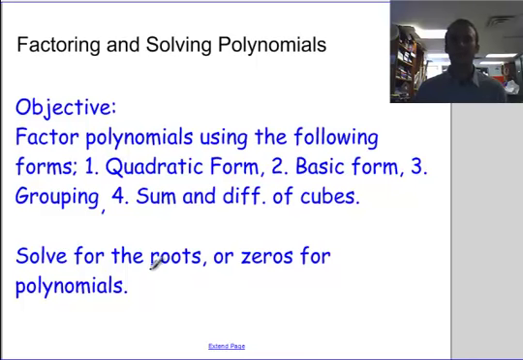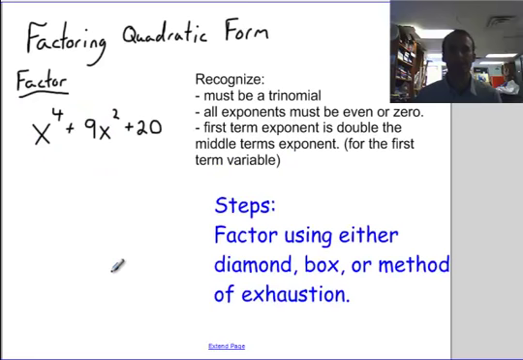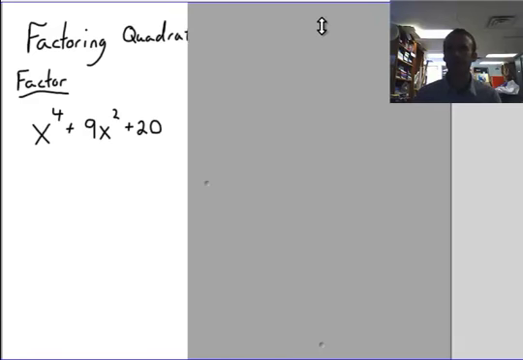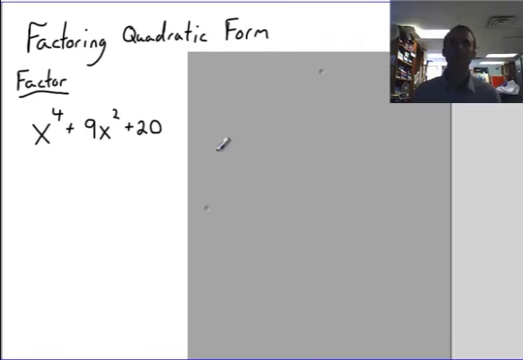So we're going to be solving. You can call it the roots, you can call it the zeros. So we're going to find those roots or those zeros or the solutions for these polynomials. So let's look at our first polynomial that we're going to factor, and we're going to factor this using quadratic form.